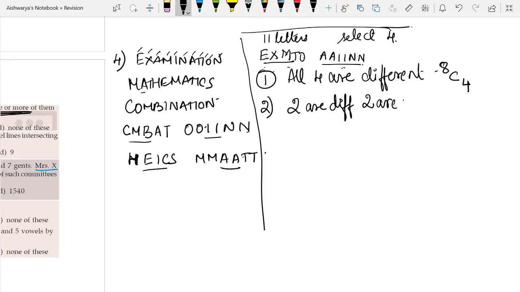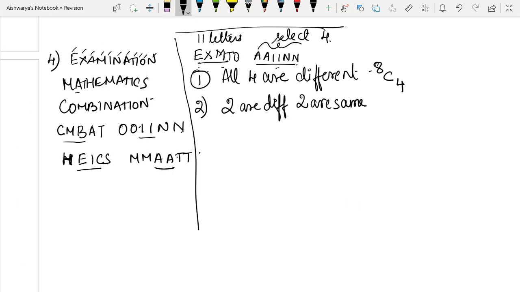Two are same means from this set of 6 letters I am going to select 2 which are same. So I am going to select which are same, which means I have 3 pairs. From the 3 pairs I have to select 2.